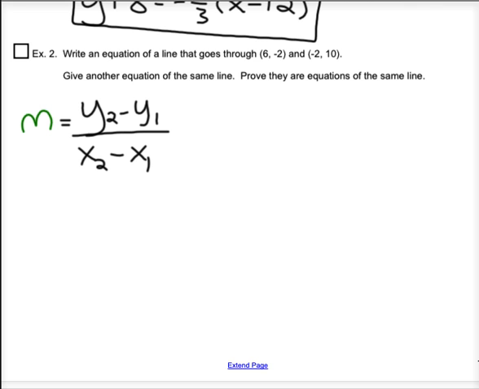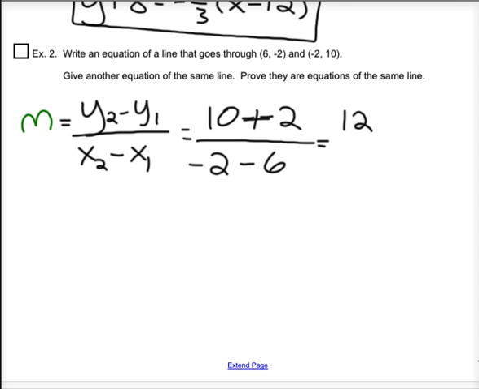So I'm going to go ahead, I'm going to do this calculation. 10 minus -2, subtracting the two y values, and now -2 minus 6, subtracting the two x values. So on top, 10 minus a -2 is the same as 10 plus 2. So I'm getting 12 on top. -2 minus 6 gives you -8. To reduce my fraction to make it a little bit nicer, you end up getting -3/2.